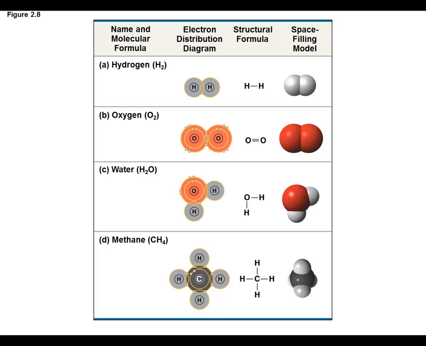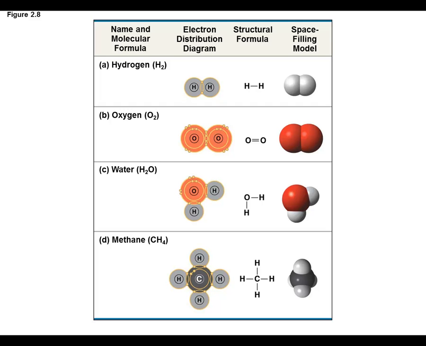So if you form a covalent bond between 2 atoms that are very different in electronegativity, the more electronegative atom pulls more strongly on the shared electrons, and it moves more of that charge towards itself.